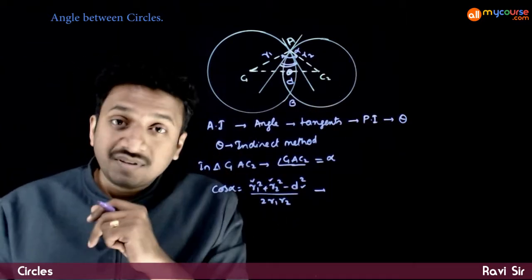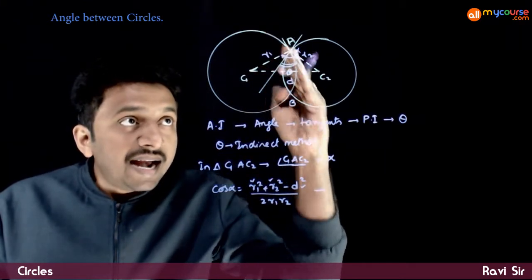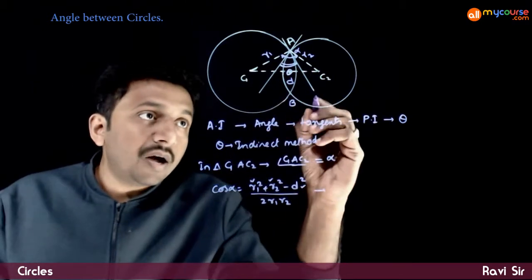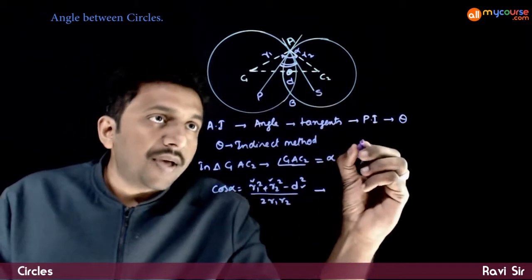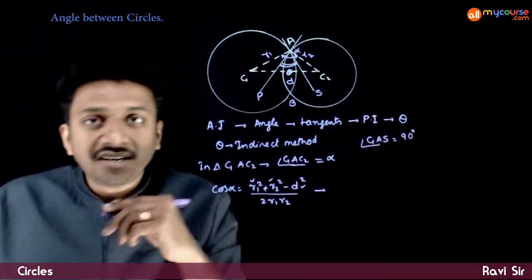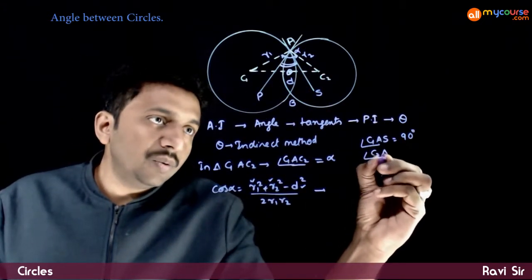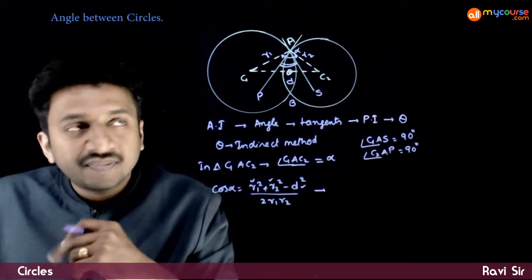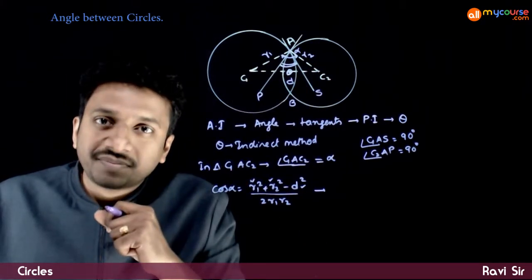Now, carefully observe this triangle. The angle between the radius R1 and the tangent at A should be equal to 90 degrees. So I'll call this P and I'll call this S. So angle C1AS is equal to 90 degrees, right? Angle C2AP is also equal to 90 degrees.